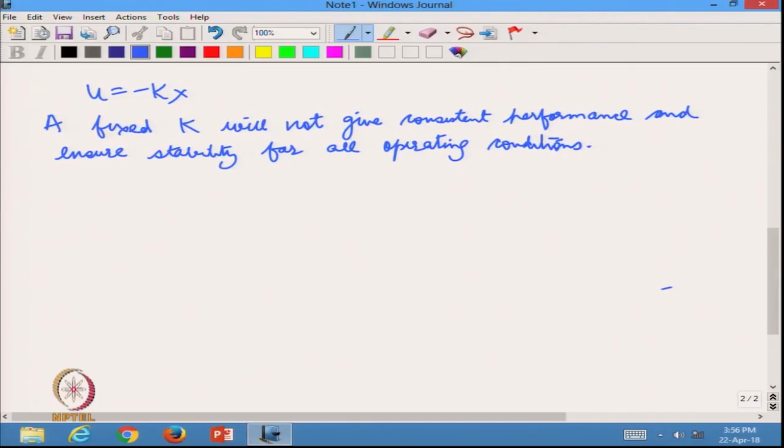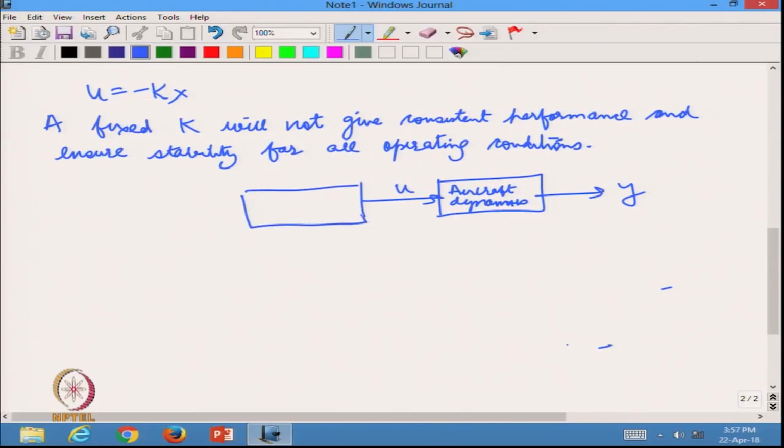So if we were to use this kind of a controller for this plant, then let us try and make a block diagram for that. This is the aircraft dynamics. It has an input u and an output y, and then you connect a controller. This is a general fixed gain controller. Let us not specify what it actually is. The input to the controller is a reference command.